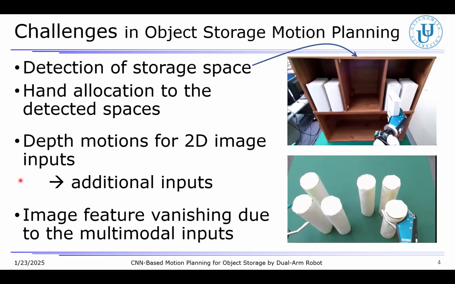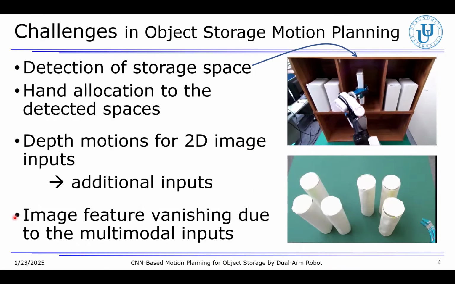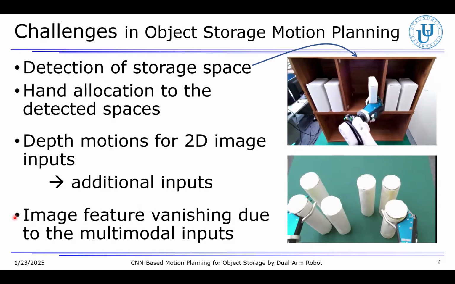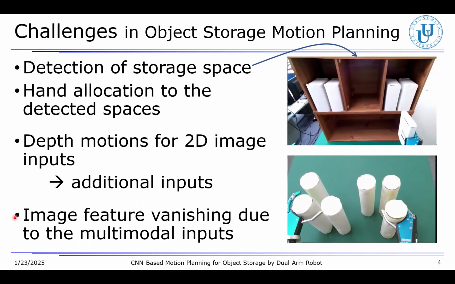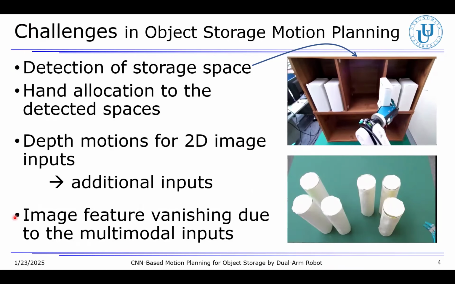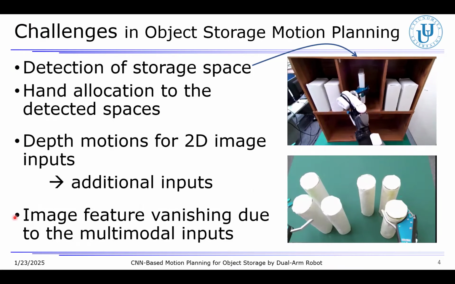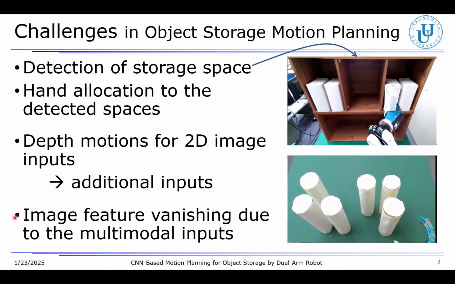However, due to these multimodal inputs, image features which are pretty much important to determine the motion outputs might vanish in the convolutional processes. In consequence, the robot cannot plan the motions while paying attention to the visual information. So we propose the following approaches for the object storage motion planning.